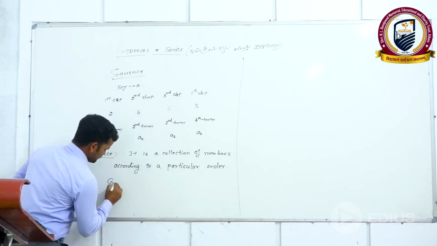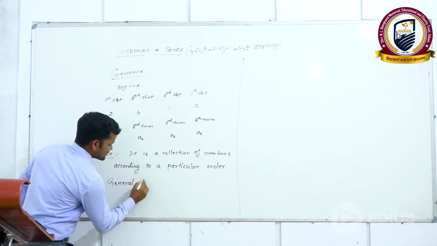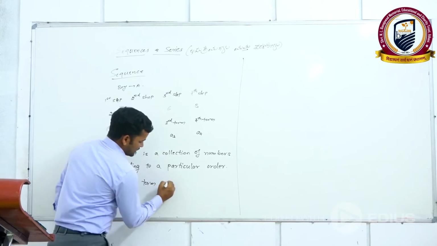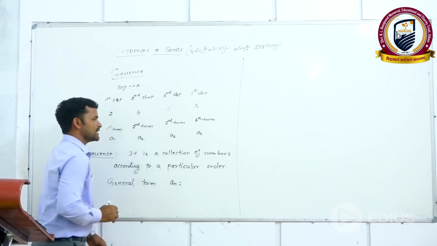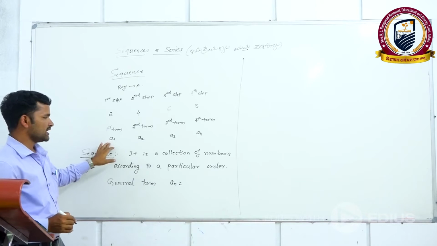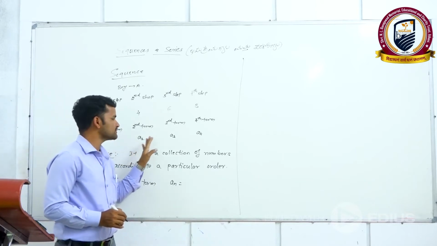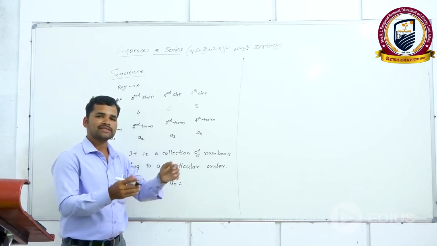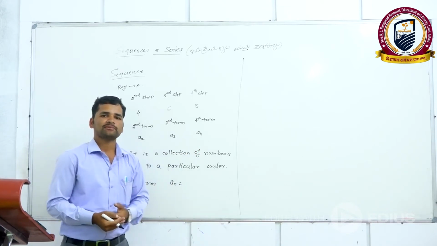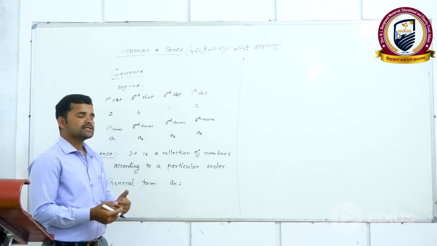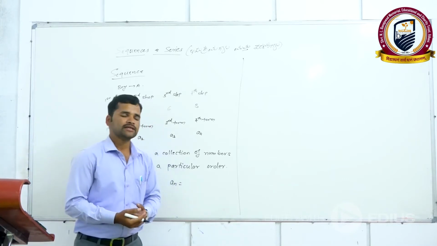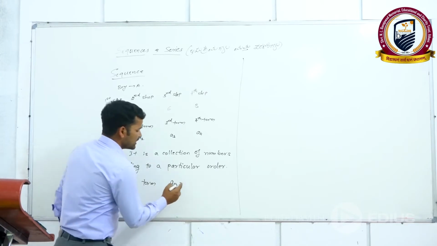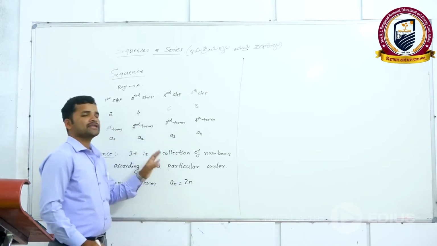See, the general term is also called the nth term, which can be written as an. First term I have written a1, second term a2, third term a3, fourth term a4. In the same way, the 10th term will be written as a10, the 20th term as a20, and the nth term will be written as an. So, a general term I can write for the given sequence.